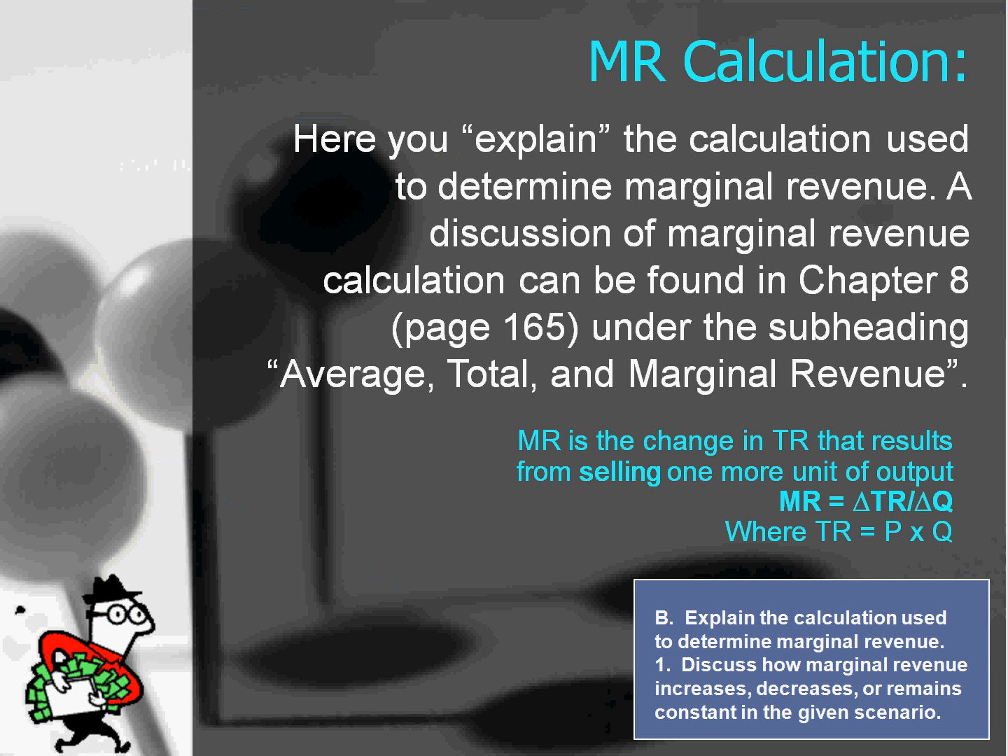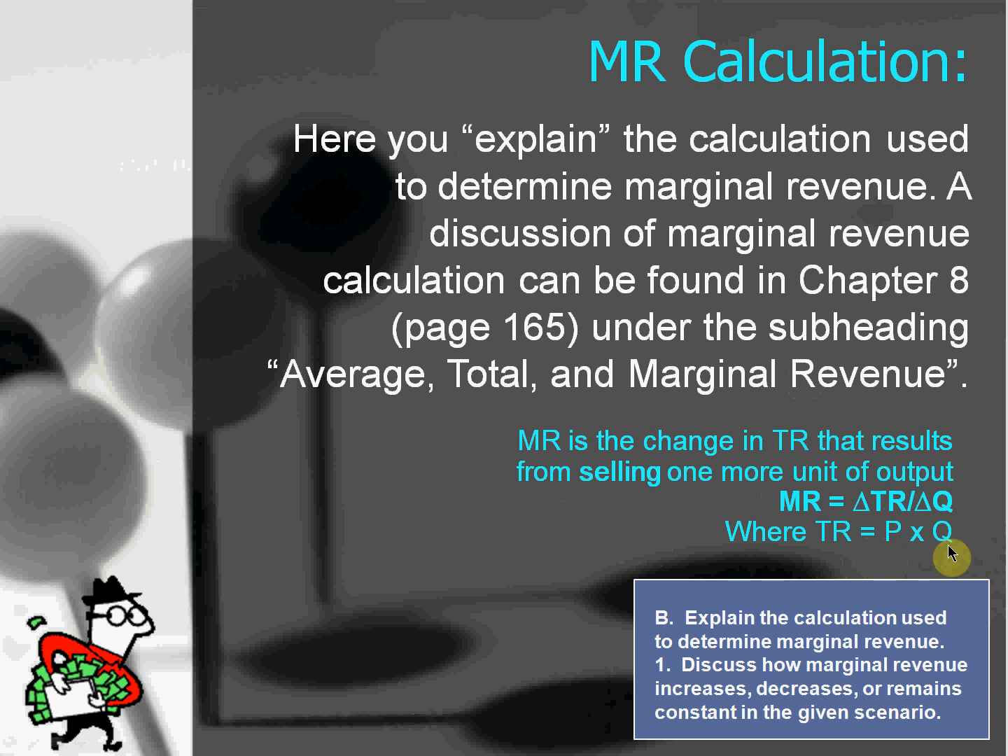Marginal revenue calculation in element B, you are asked to explain the calculation used to determine marginal revenue. We presented this several times throughout this presentation. One last time, marginal revenue is the change occurring in total revenue resulting from the sale of one incremental or one additional unit of output. Again, remembering that total revenue is equal to price times quantity.